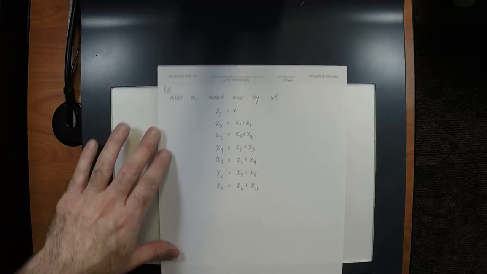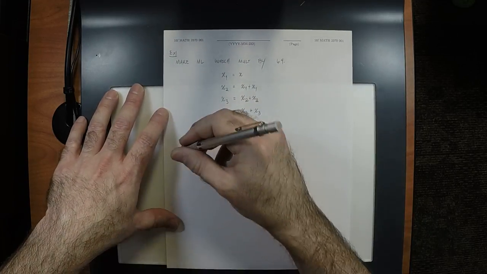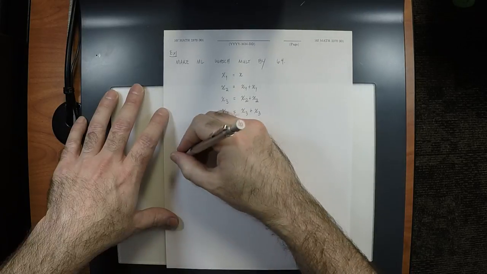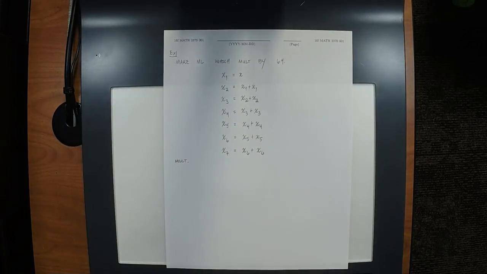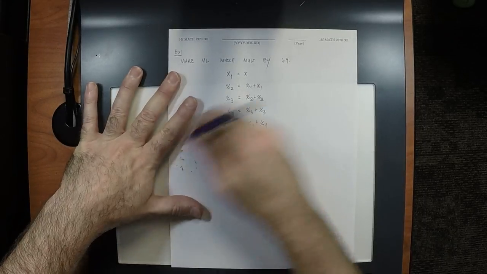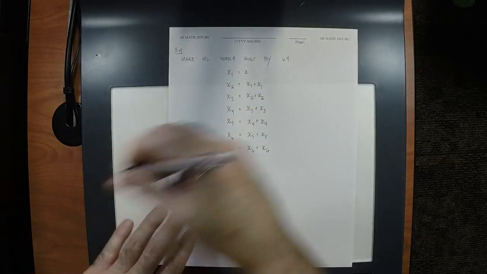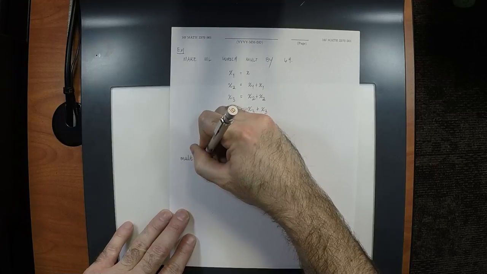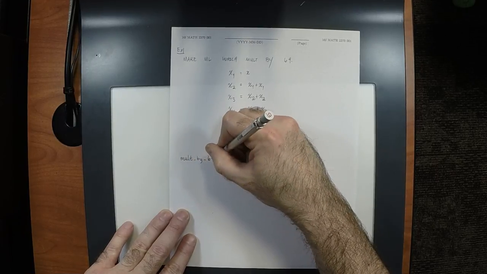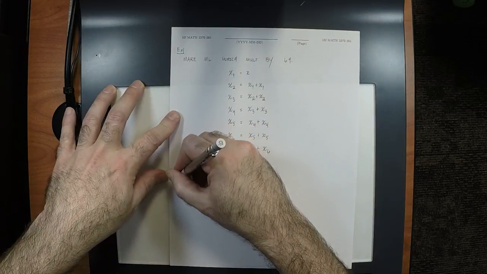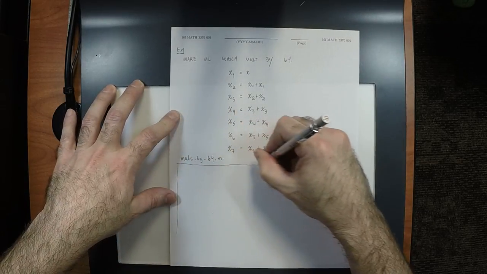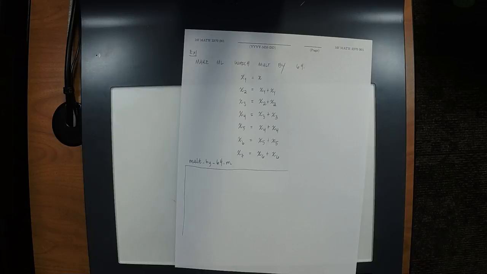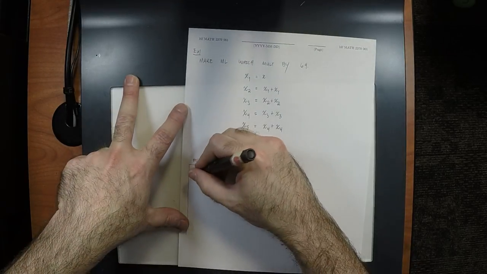Okay, so then let's write a MATLAB function that does this. So mult by 64 dot M. Okay, how do we signify to MATLAB that this file that we're writing contains a function? With the keyword function.